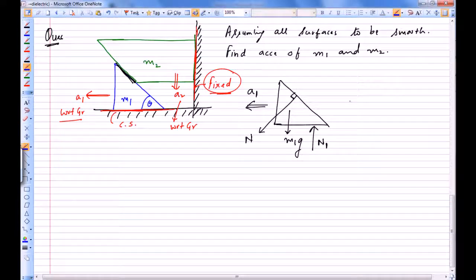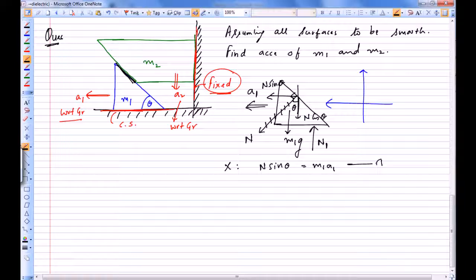Now we can choose two axes. Let's assume one axis is this and the other axis is this. Resolve all the forces and accelerations in these two particular axes. Then this angle is theta. So you can say this is going to be n cos theta, and this is going to be n sin theta. And we have resolved this particular force n. So in the x-axis we basically have an equation that n sin theta is equal to m1a1. This is your first equation.